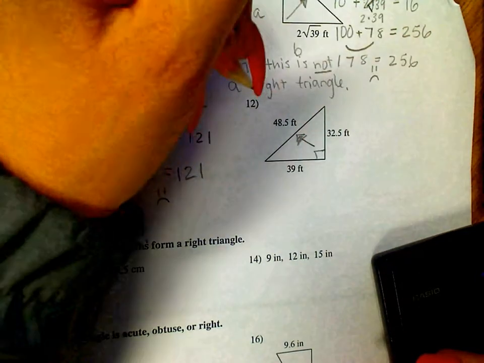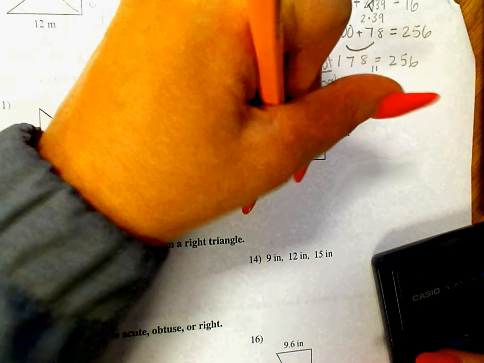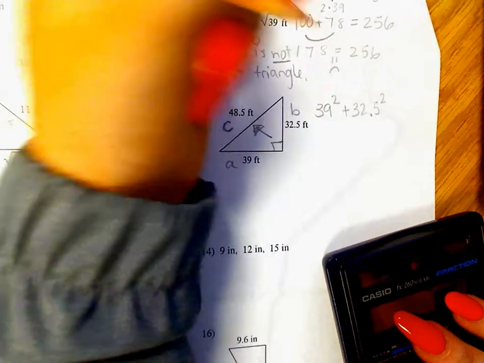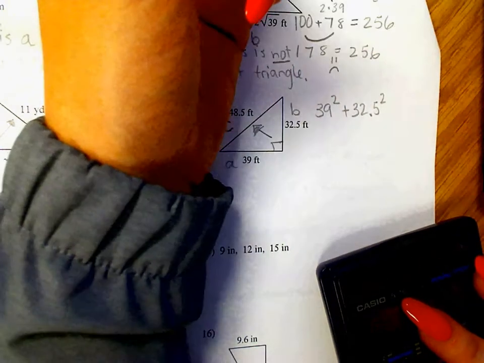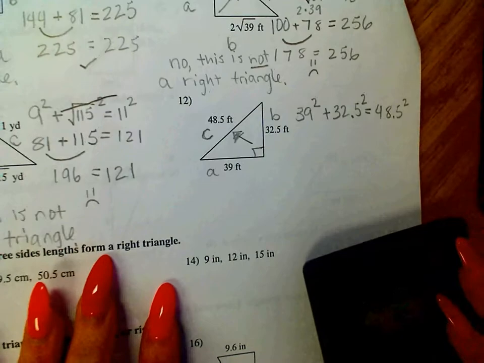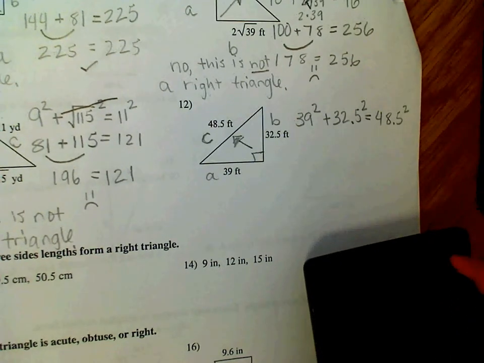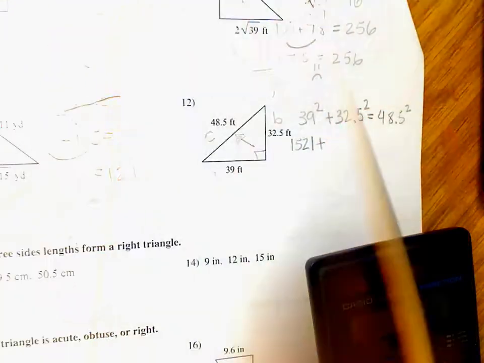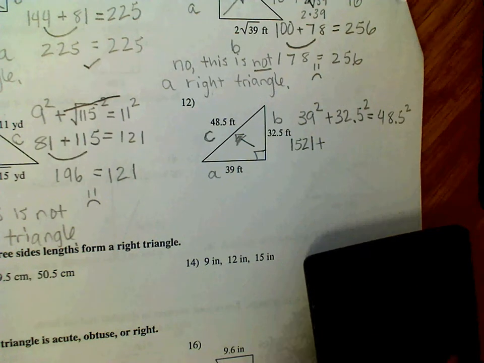Draw your arrow to your hypotenuse C, and these are A and B. So it's 39 squared plus 32.5 squared equals 48.5 squared. So 39 squared is 1,521. 32.5 squared is 1,056.25.